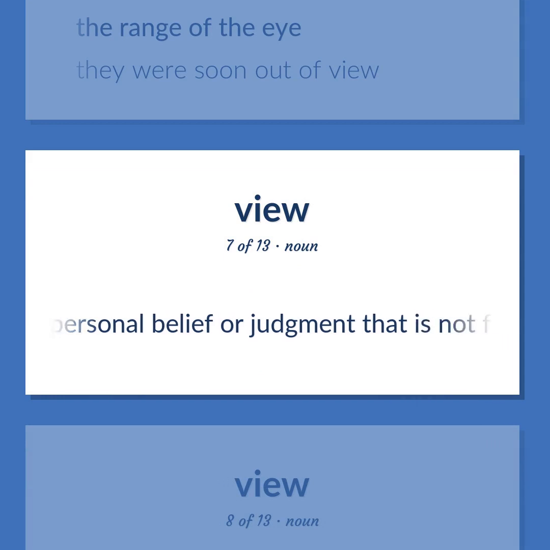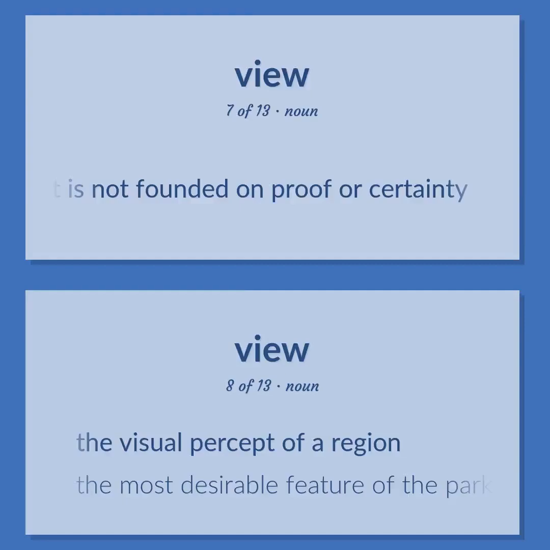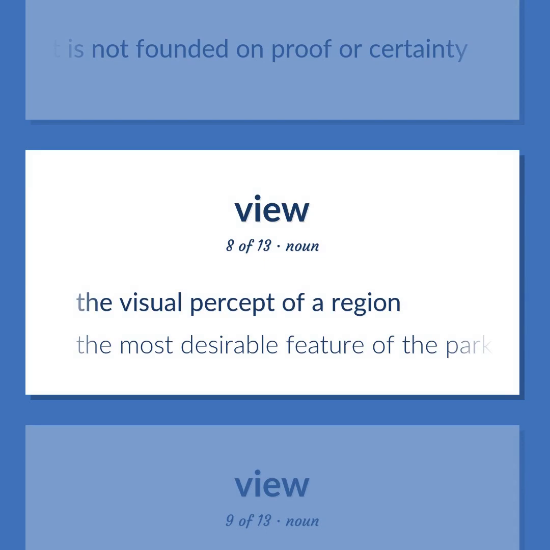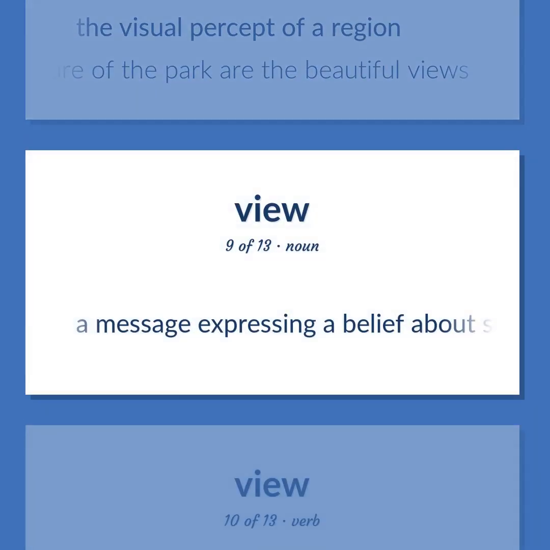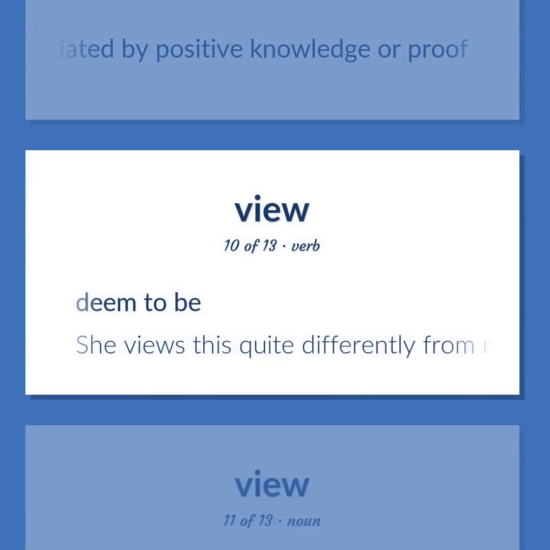A personal belief or judgment that is not founded on proof or certainty. The visual percept of a region. The most desirable feature of the park are the beautiful views. A message expressing a belief about something. The expression of a belief that is held with confidence but not substantiated by positive knowledge or proof. Deemed to be. She views this quite differently from me.